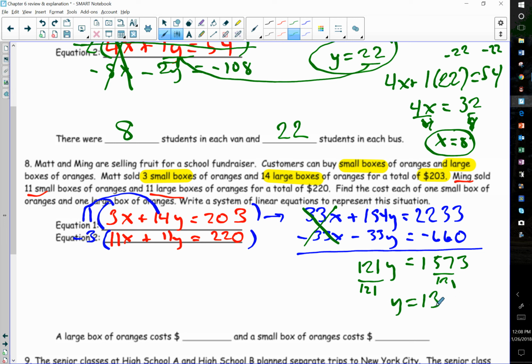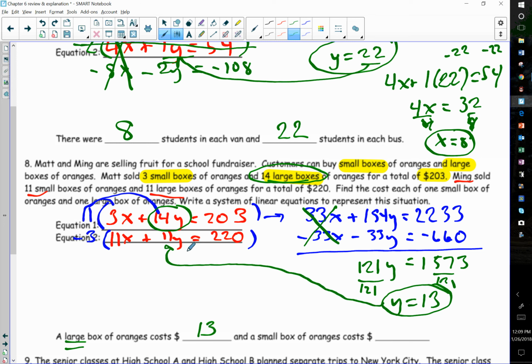Y in this problem is the second variable. It's the second set of boxes sold, which is the large boxes. So a large box costs $13. And notice that down here in the answer, they're backwards. So be careful that you put the number in the right spot. Once you figure out the number of large boxes, you can plug this variable back into either equation. I'm going to take a shortcut and just tell you the answer is 7.